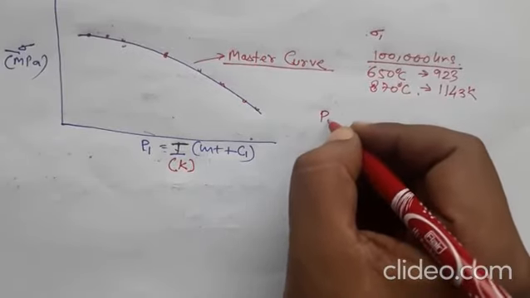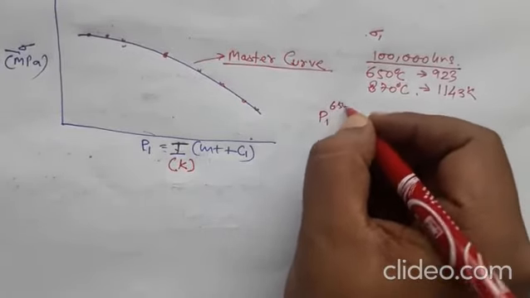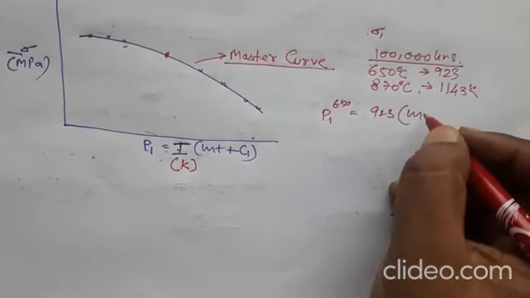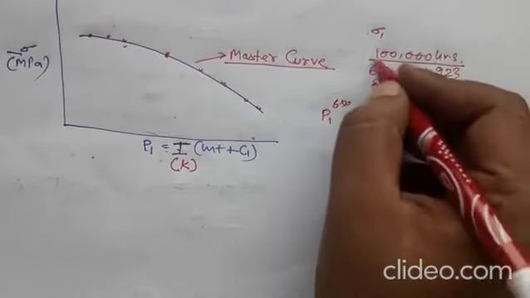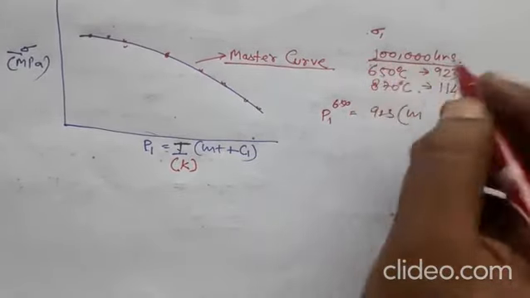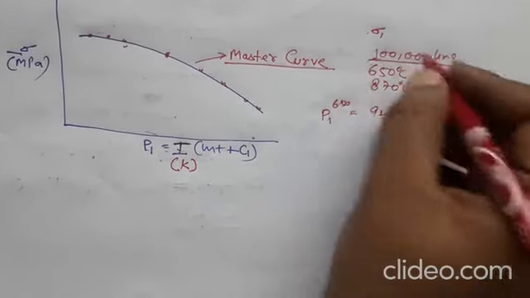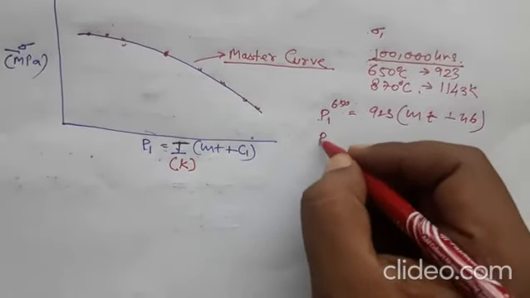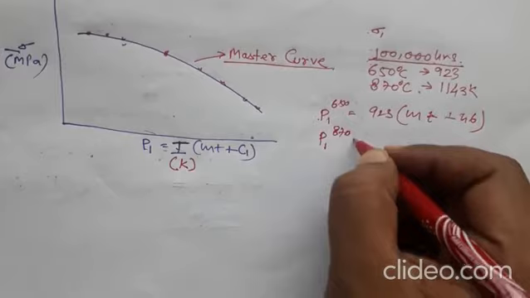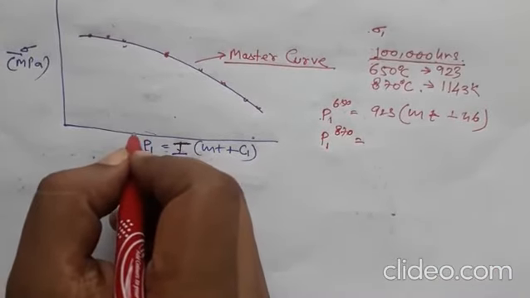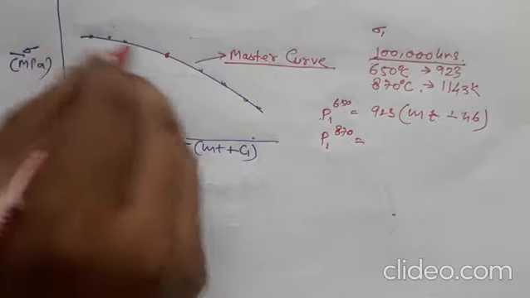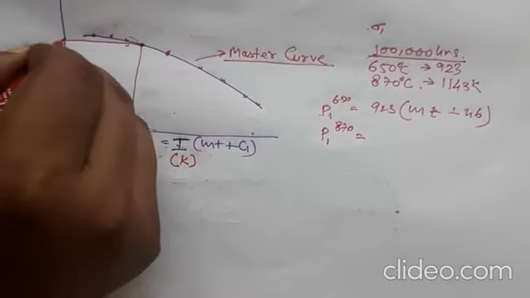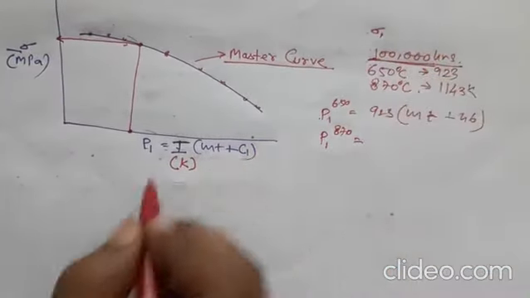So I put P1 at 650 will be equal to 923 into ln of t, and t we know is 100,000 hours. We want that what will be the stress required if it fails at this. So t is known, so t you can put 100,000 plus C1 is known, so that is 46. So we can calculate P1 at 650, we can calculate P1 at 870 degrees Celsius, and now we know P1. Okay. So we know P1 and then we have this curve, so we can straight away find out that which stress we will have to apply so that the material fails at those many hours.